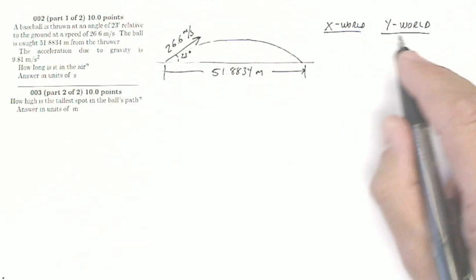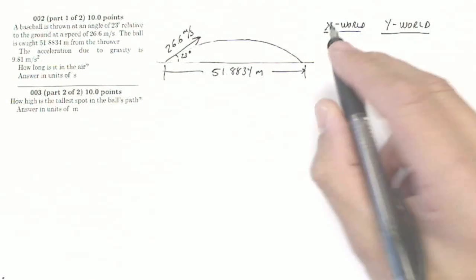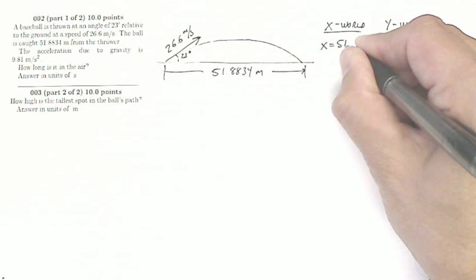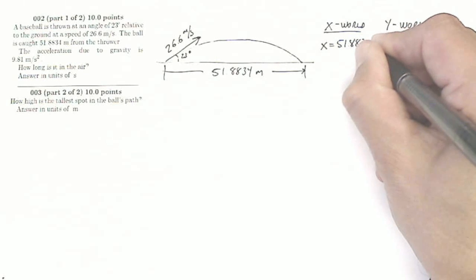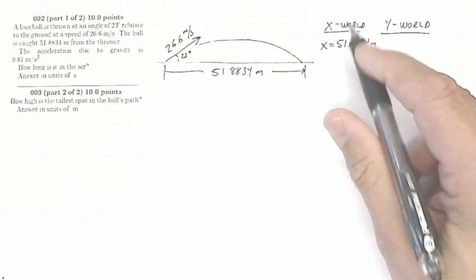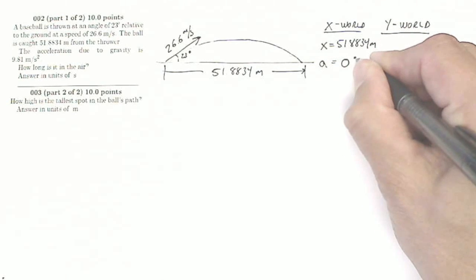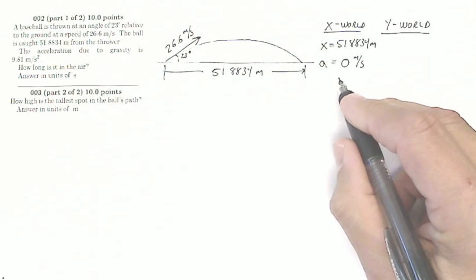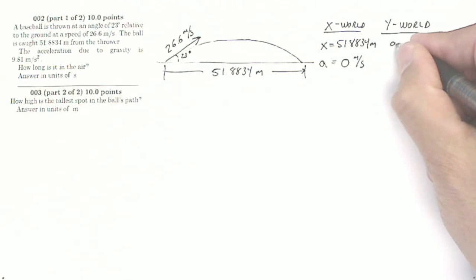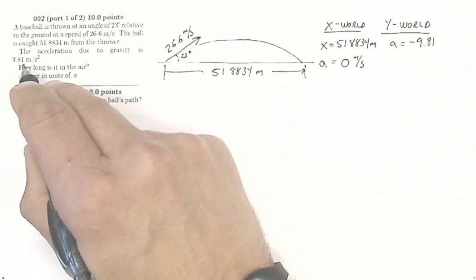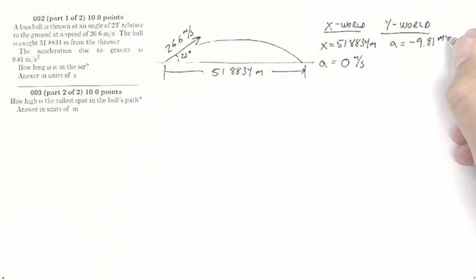And I can separate the two because that's how physics works. In the x world, I know that my displacement is going to be 51.8834 meters. In the x world, I know that my acceleration is 0 meters per second squared. In my y world, I know that my acceleration is going to be negative 9.81 meters per second squared.